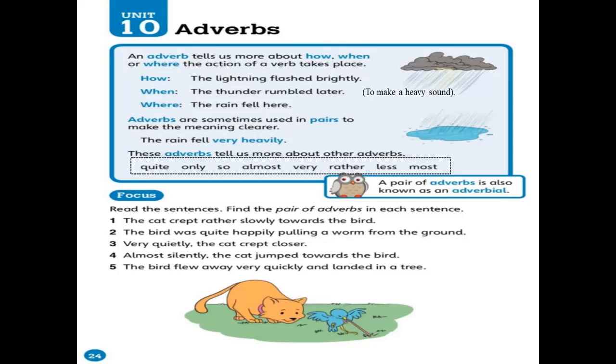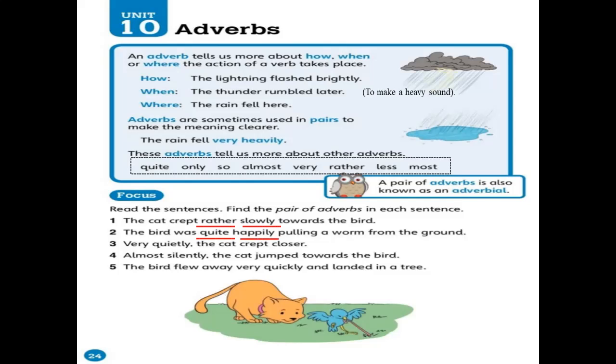In focus, you're going to read the sentences and find the pair of adverbs in each sentence. Give yourself 2 minutes before looking at the answers. Number 1, the cat crept rather slowly towards the bird. How? Rather slowly. Number 2, the bird was quite happily pulling a worm from the ground. How? Quite happily.